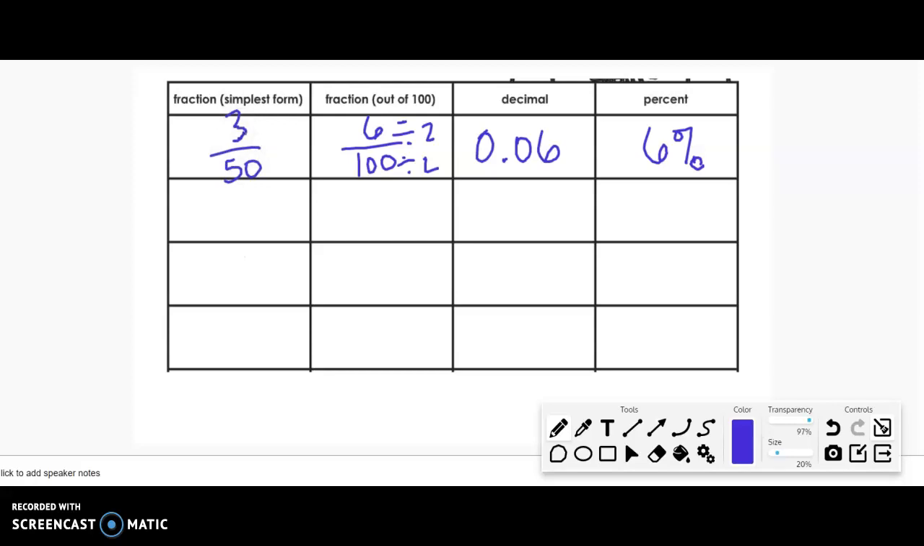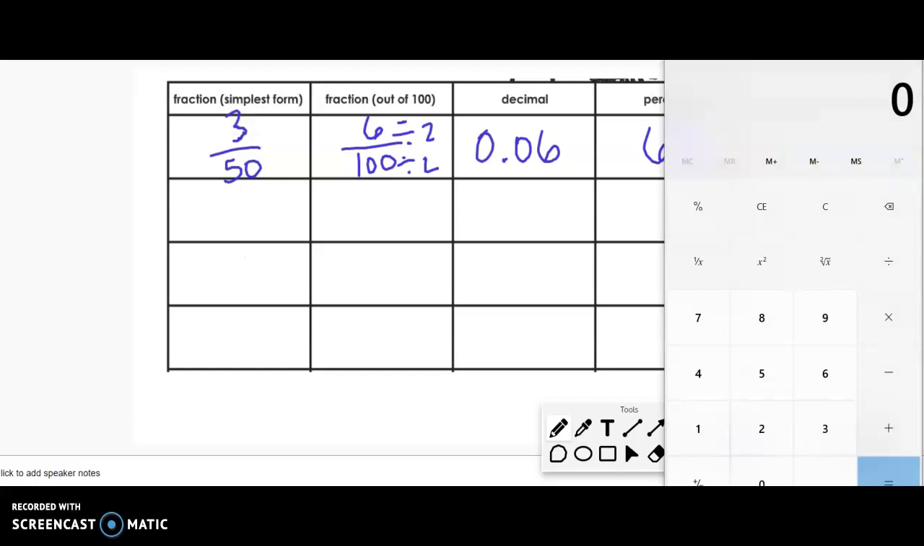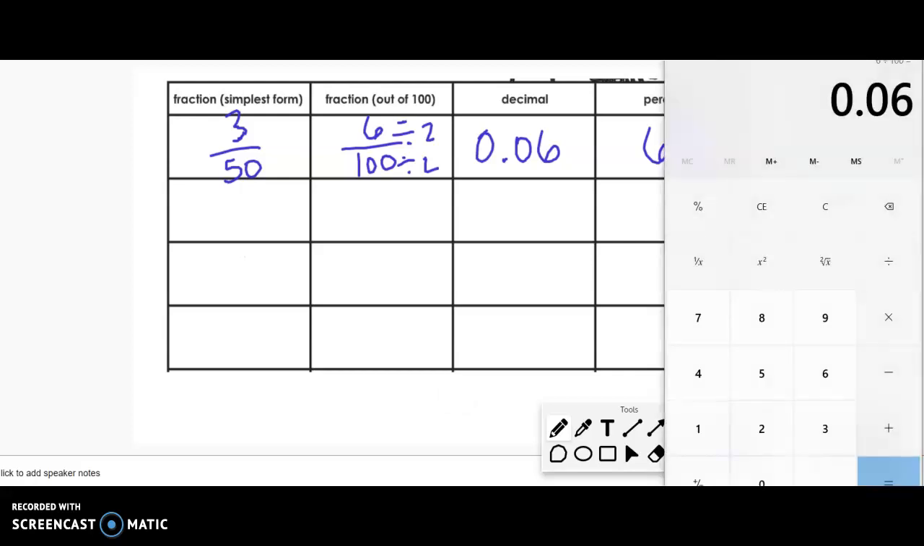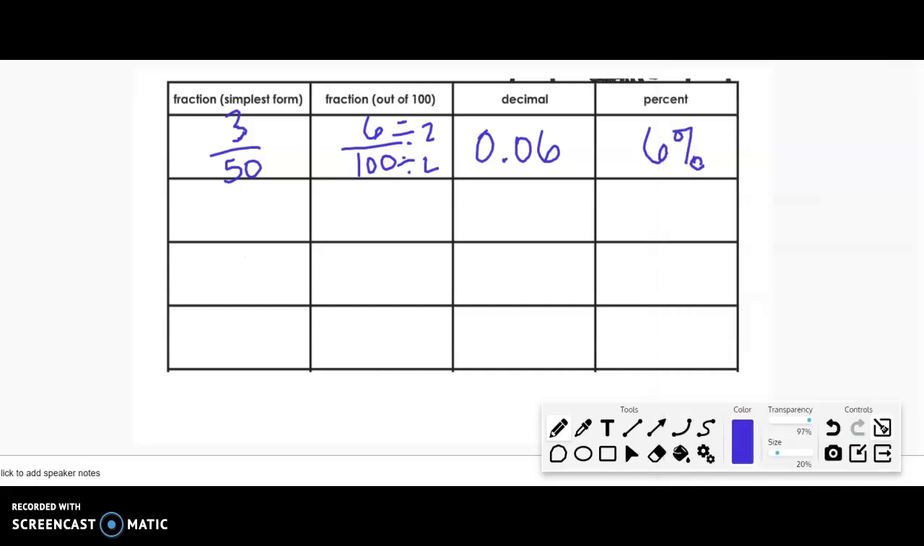I will point out that if I take a calculator and if I take 6 and I divide it by 100, that does give me my decimal if I take my percent and divide it by 100. One other thing I can do is take my fraction, like 3/50, and do 3 divided by 50, and that will also give me my decimal. Especially when you can't make it out of 100, that's a very simple way to do it.